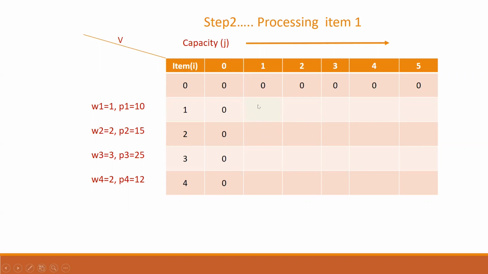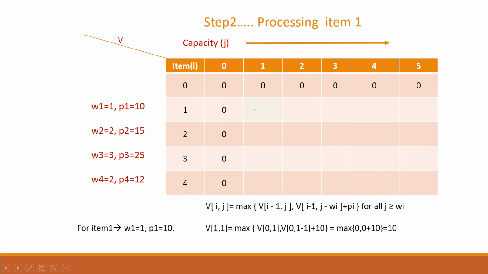See here, this cell is calculated as V of 1, 1. For that, if we use the formula, here the weight of item 1 is 1. That is Wi, where i indicates the current row. Here, i is nothing but 1. So the weight of the first item, Wi, is 1. Now we are considering the knapsack capacity j equal to 1. Since j is 1 and Wi is also 1, we are applying this formula.